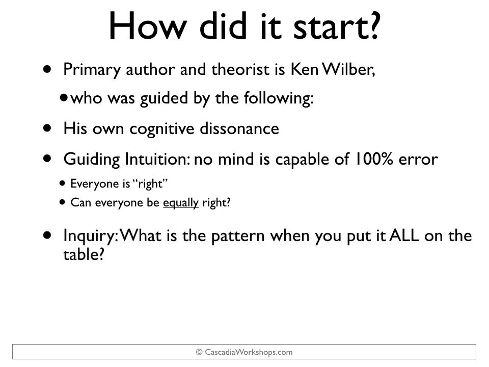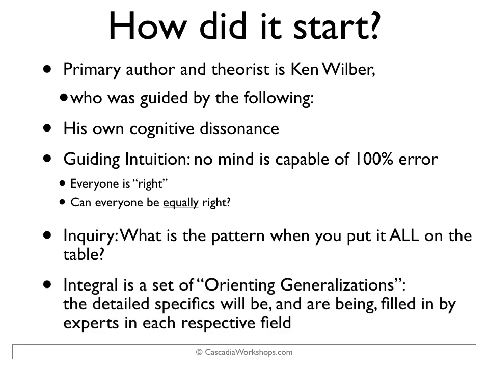Good question. So the inquiry is, when you take all these different things, for example, all of the hard sciences, all of the social sciences, you take psychology and the arts and everything we can learn from hunter-gatherer societies and other pre-modern cultures, everything from modern times as well as postmodern movements such as the ecological movement, the women's movement, the civil rights movement. If you take all these different aspects, all the writings of the saints and mystics, East and West, throughout the centuries, when you put all of this on the table, what's the pattern that shows up? What kind of universe do we live in that allows for all of these things to manifest? So essentially, integral is a set of orienting generalizations, and the detailed specifics will be and are being filled in by experts in each respective field.